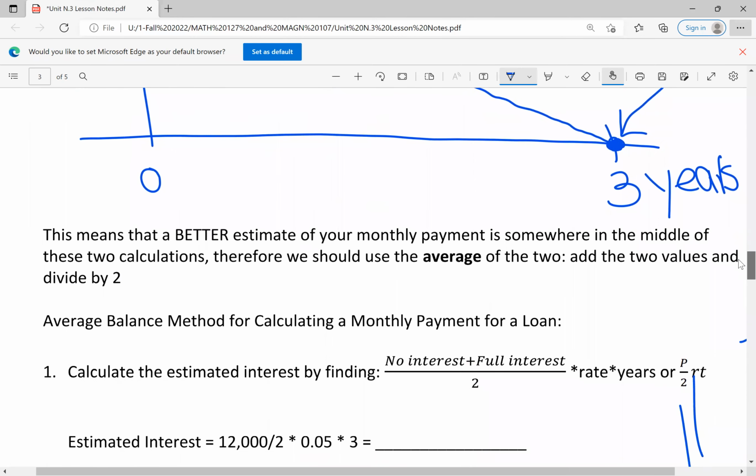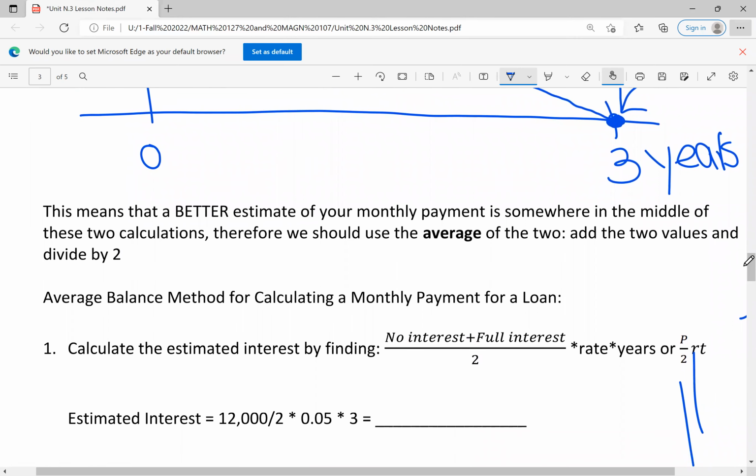So what we can do here is we can, instead of doing two full steps, we can say, okay, if I had no interest plus full interest, I could take those two, add them, and divide by 2. Or another way I could do it is I can take the original principal, that's $12,000 in this case. I can divide that by 2. There's my average. Then multiply that by my interest rate of 5%, and then multiply it by the time, which is 3 years.